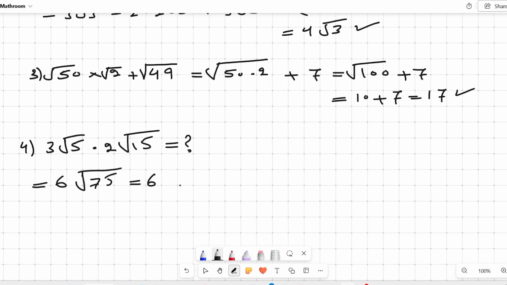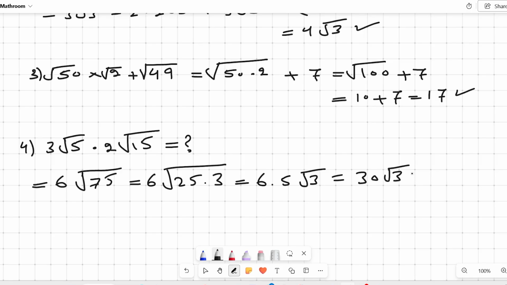Instead of 75, I can write 25 times 3. 6 comes itself. The square root of 25 is 5, and the square root of 3 comes itself. So 6 times 5 is equal to 30. 30 times the square root of 3.